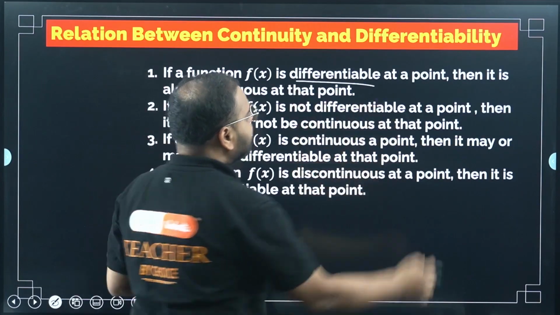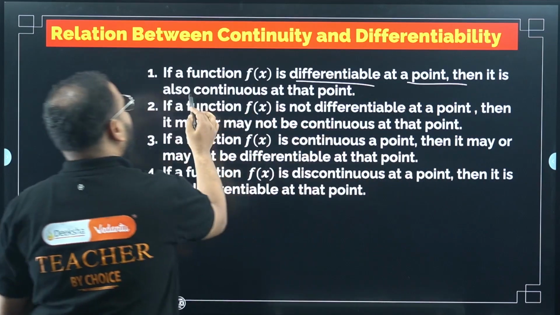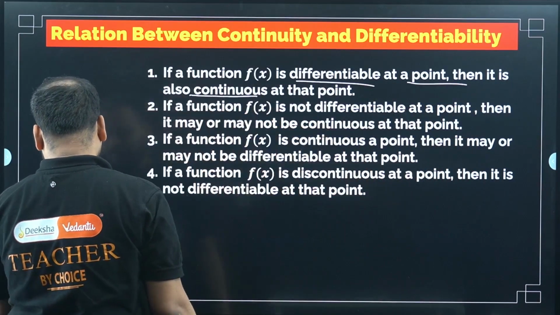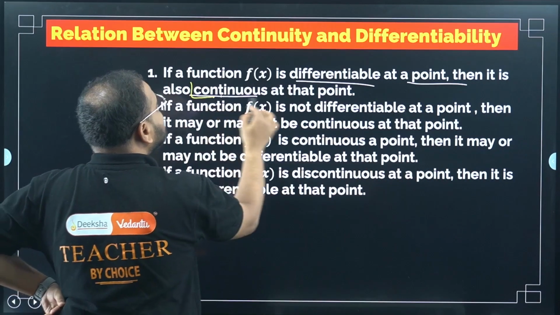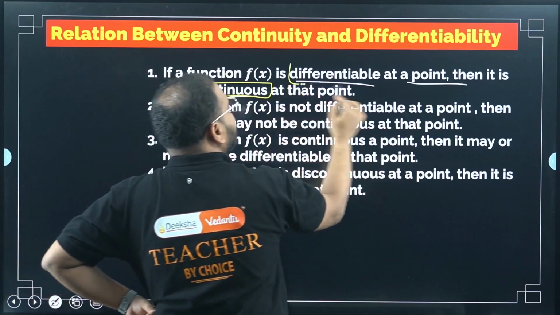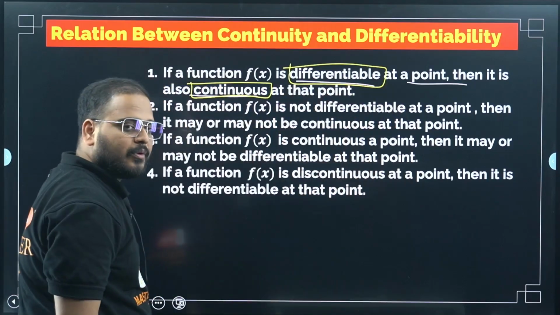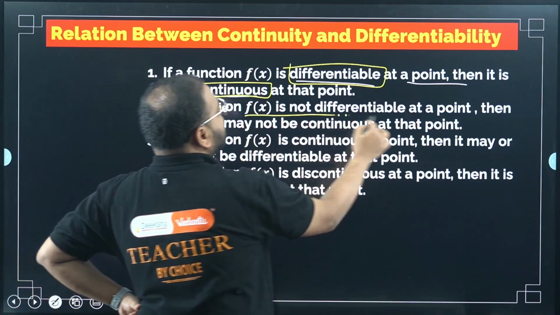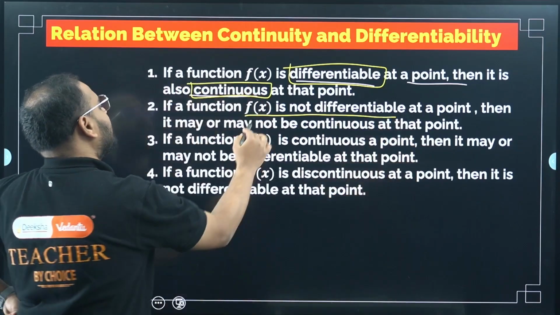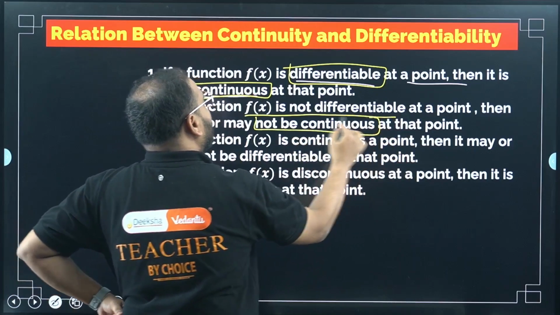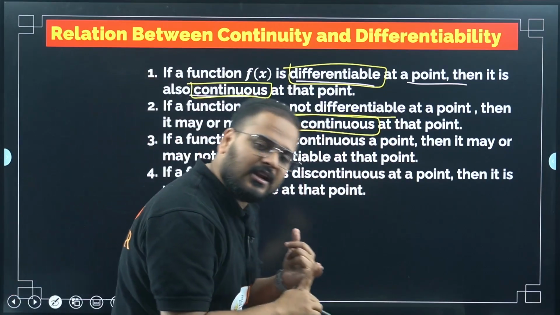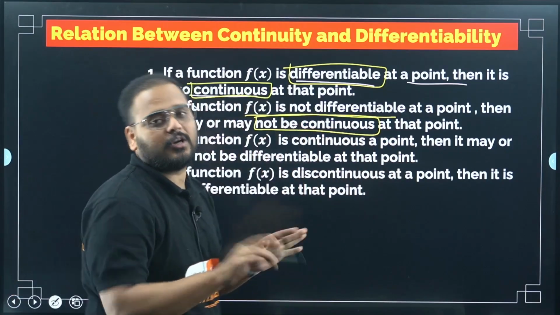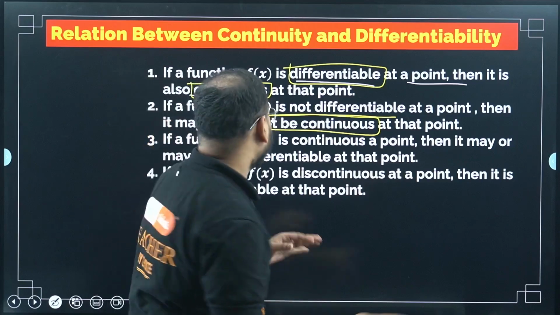at a given point, then it is going to be continuous also. If it is differentiable, then it will be continuous also, at that same point. This is a very, very simple rule. Differentiable, then continuous. Not differentiable, not continuous.